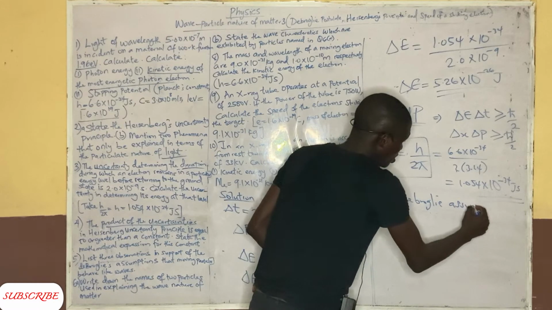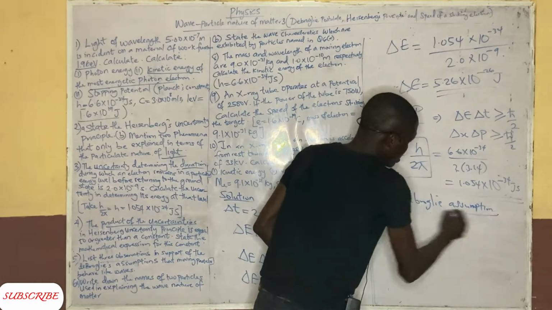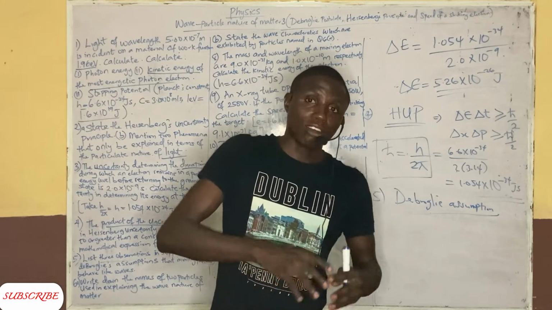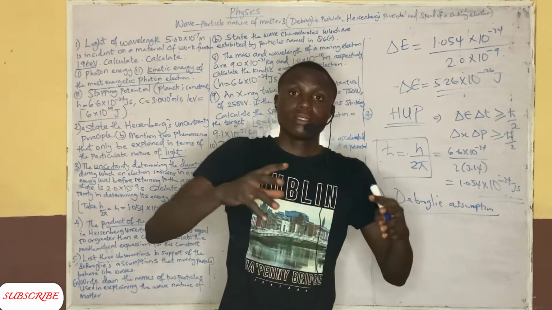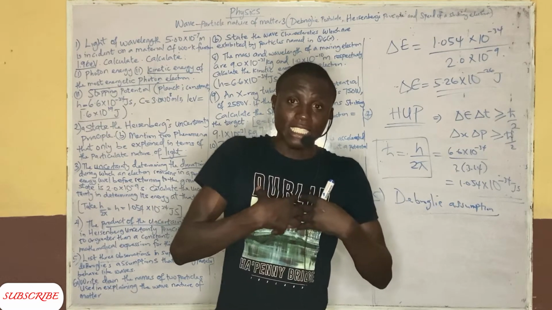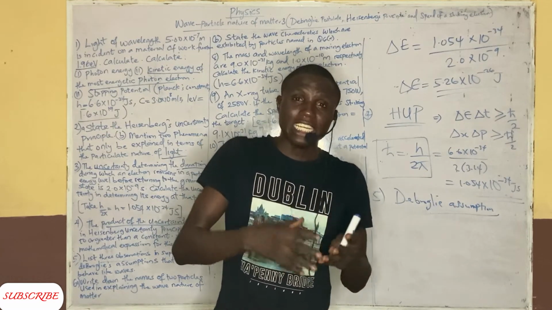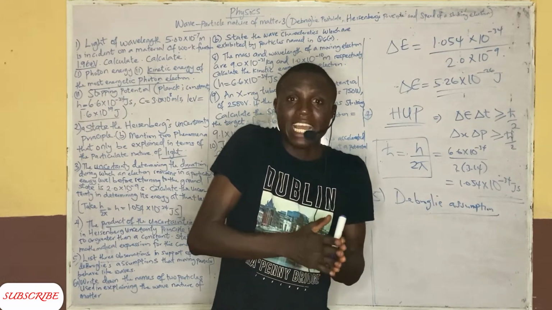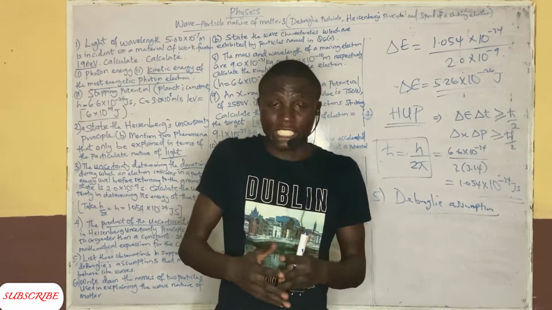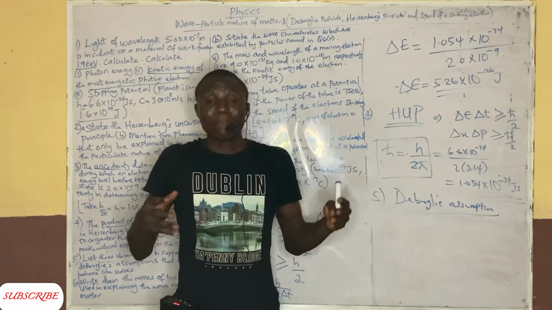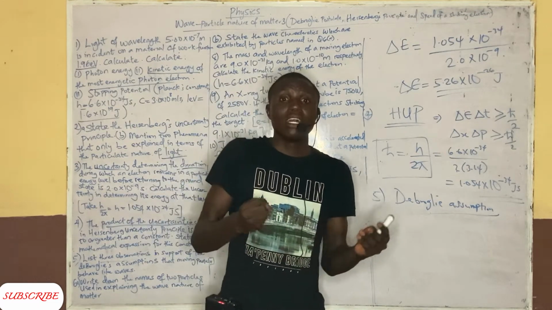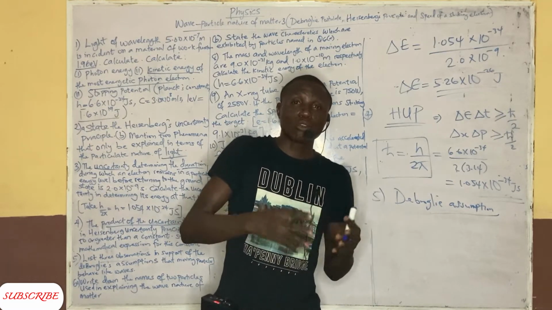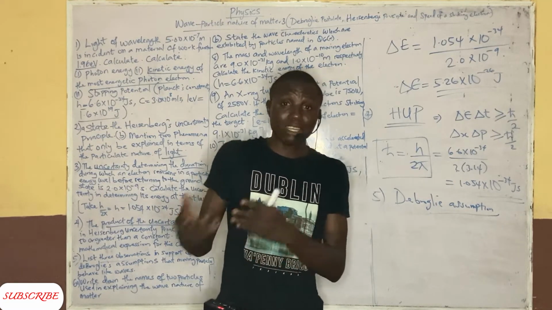Now, when I'm talking about de Broglie's assumption, it is that a free particle moving with a velocity of v and of mass m should have a wavelength which is related to the momentum in exactly the same way as photons. So meaning that a particle can have momentum like a photon, and also can have a wavelength like a photon.